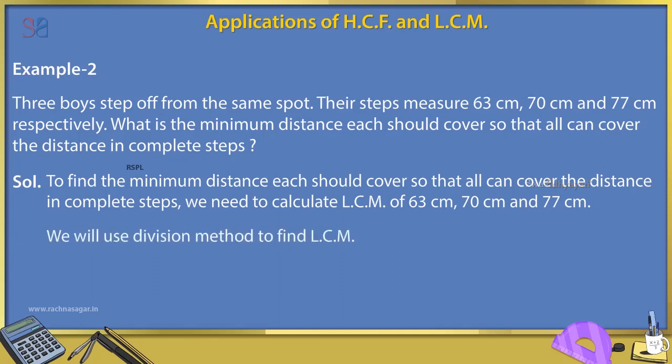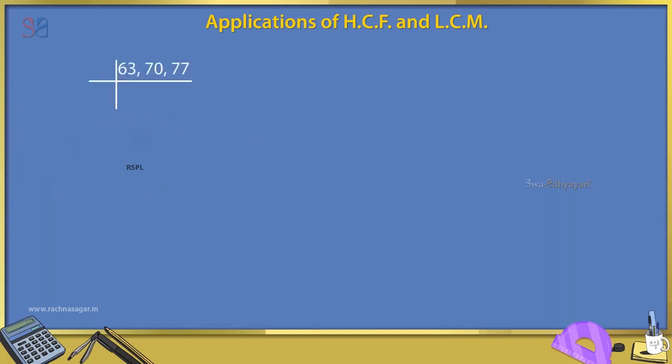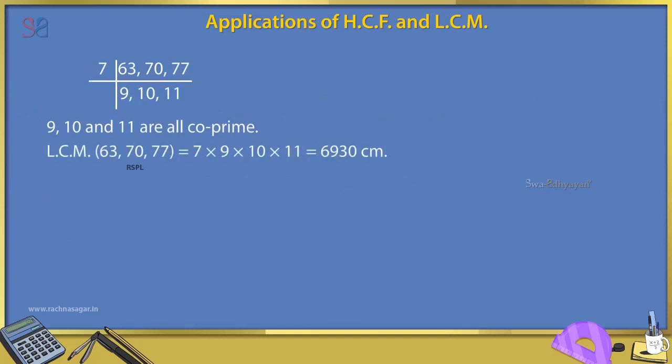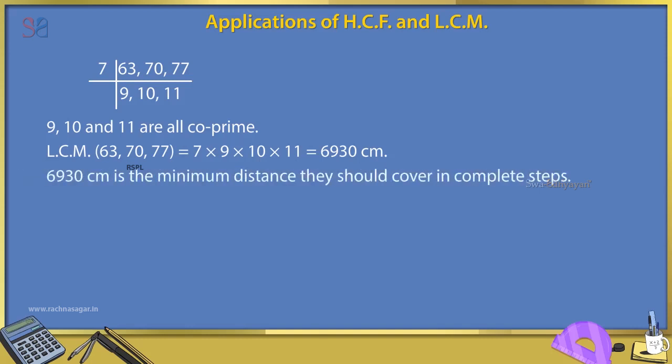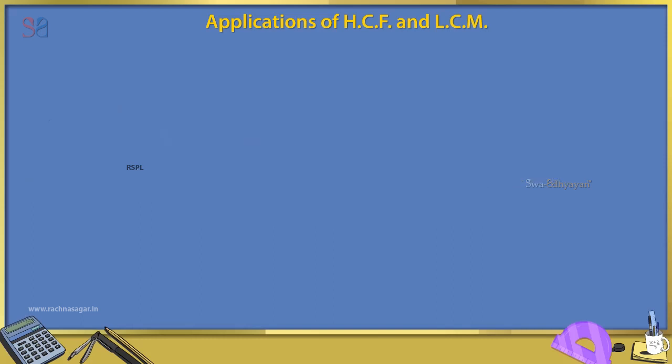We will use division method to find LCM. 9, 10 and 11 are all coprime. LCM of 63, 70, 77 is equal to 7 multiplied by 9 multiplied by 10 multiplied by 11 is equal to 6930 centimeter. 6930 centimeter is the minimum distance they should cover in complete steps.